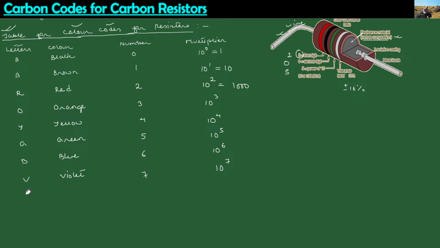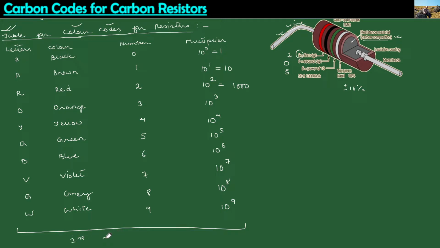And we have gray, denoted by G or GR, you can write. This is gray. Gray will be 8, so that will be 10 to the power 8. And you will have this W, which is white. White is 9, so that will give us 10 to the power 9. All the table I have mentioned above represents only the first three color bands, the numbers relating to the first three color bands.